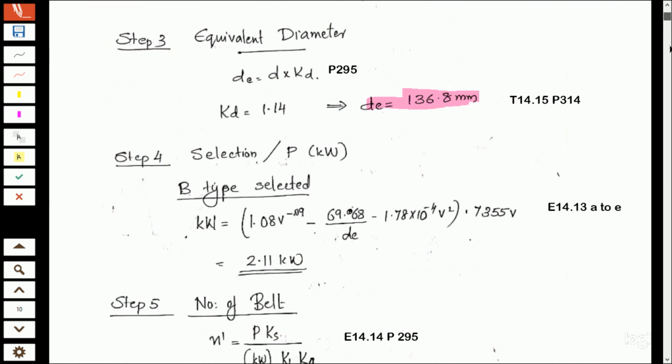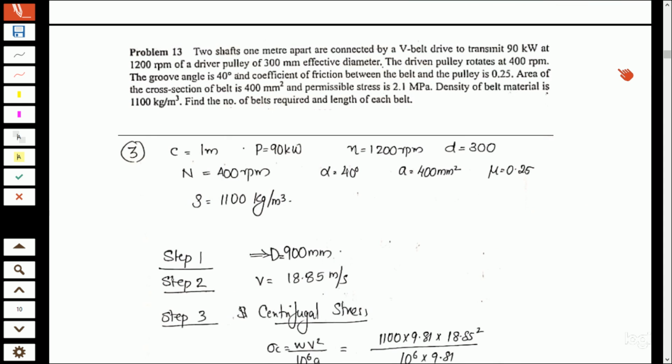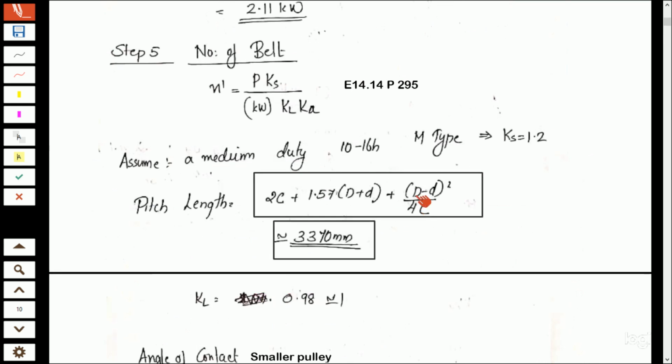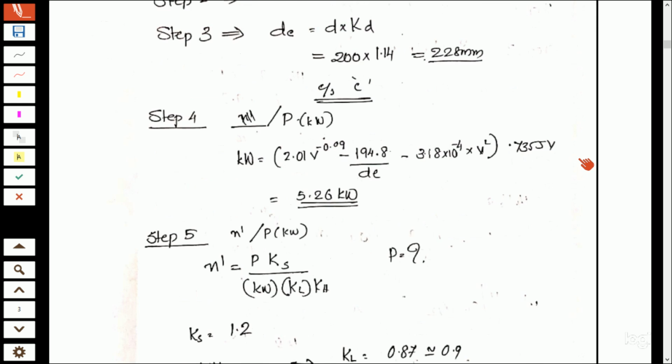So here in this question, the second question, is the equation for the cross section C. And the kilowatt value of the belt is going to be 5.26 kilowatt. Now the step number 2 actually was defined for calculating the number of belts, but here we have to calculate the power. So we can use the same equation.